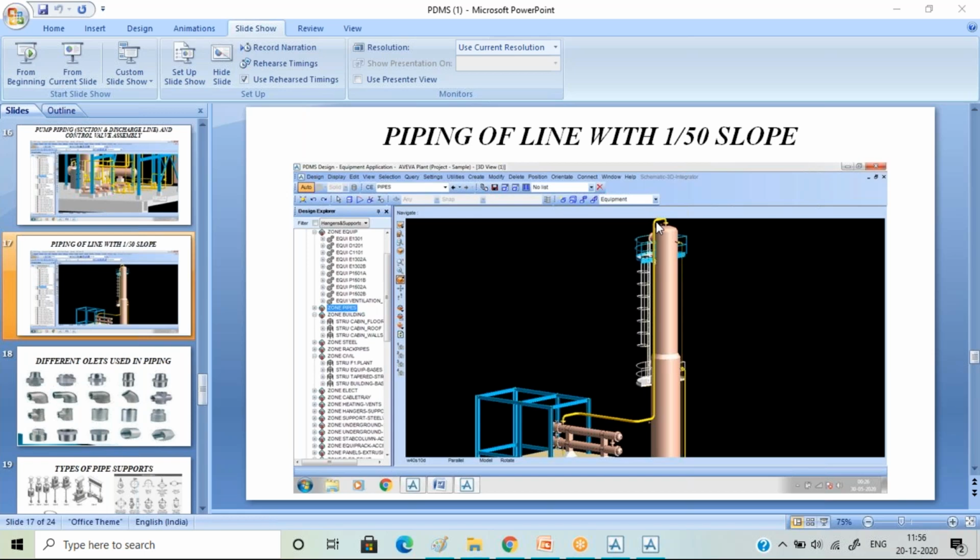So delta T is obviously your temperature difference. Alpha is your, if anybody can answer in the comment section, what is alpha?